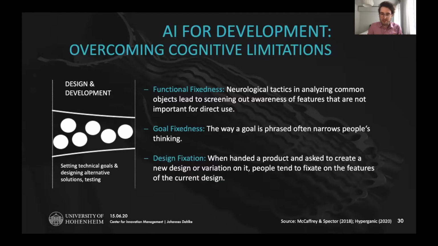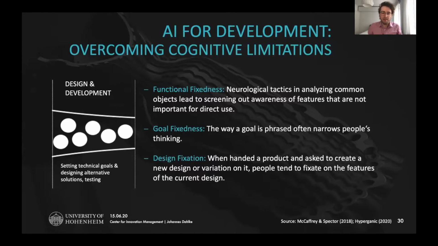And then lastly, we have a design fixation. So when developing a new product or asked to create a new design for a product, people tend to fixate on the features of the current design, right? So if you think about an iPhone, every year, or every other year, a new iPhone is introduced, and it looks very similar in design to the previous version. Now, this might also be the case because the company simply wants to innovate incrementally, never change a running system. It sells, so why change a lot, right? But this is a problem that we humans have, that we tend to fixate on the design that is already there.